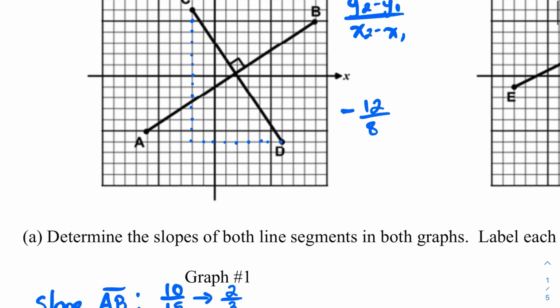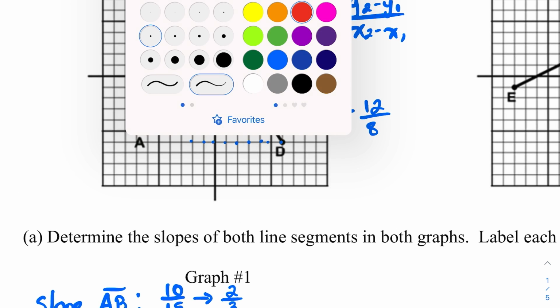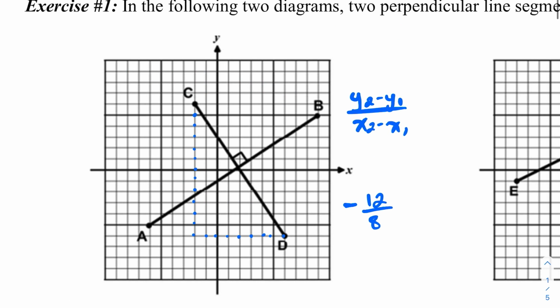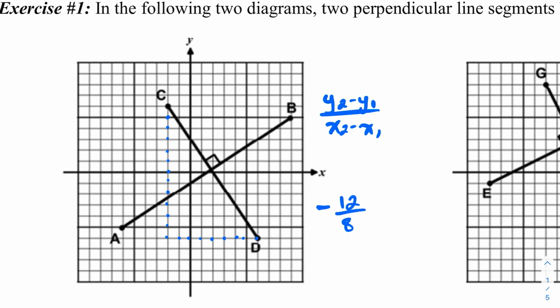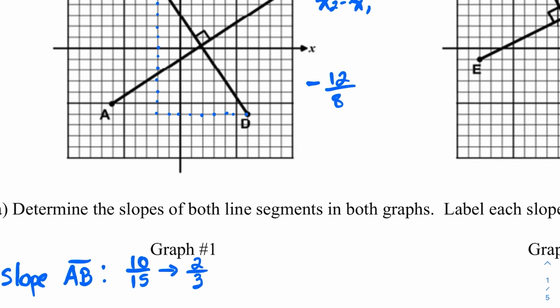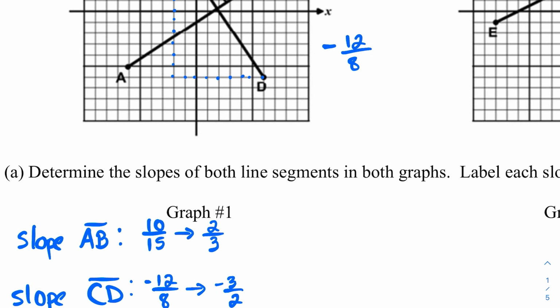Okay. They told us right off the bat that these lines were perpendicular. I don't think I mentioned that, but it did say we had two perpendicular lines. AB and CD are perpendicular. And here's the symbol for perpendicular. It's like this little box right here. When we found the slope of AB and the slope of CD, we got 2/3 and negative 3/2. So you might notice something about those two slopes.